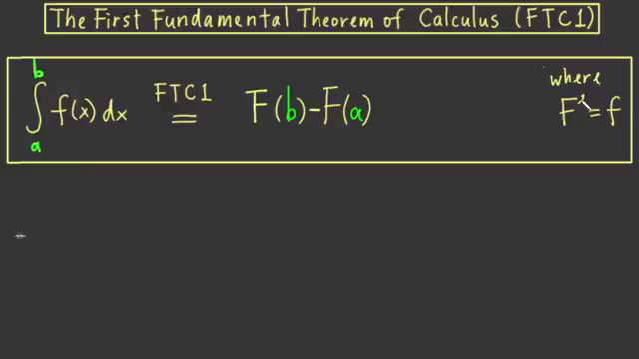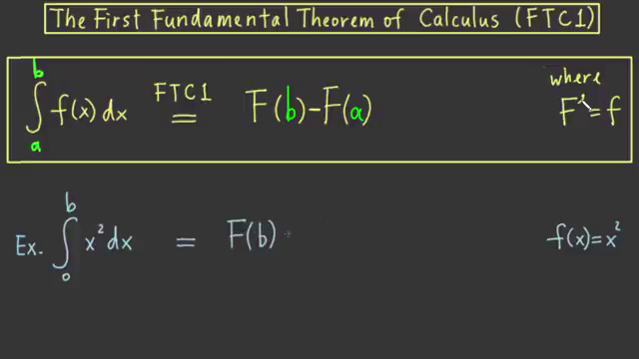Let us do an example. Let us evaluate the integral of x squared from 0 to b. Here, little f is x squared. The first fundamental theorem says that this integral is equal to any antiderivative of x squared evaluated at the upper limit b minus the same antiderivative evaluated at the lower limit 0.